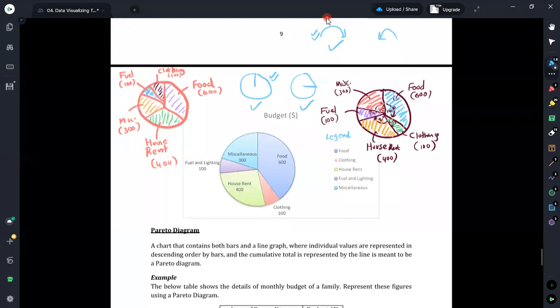Otherwise, even though we do not have any labels, suppose that you do not have these labels, even without them it is really easy for us to find out what these categories are. It is because the legend mentions the colors that we have used to denote each category. Therefore, you have to use a legend once you draw a pie chart.